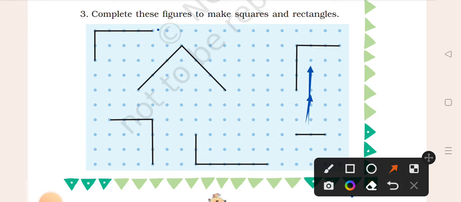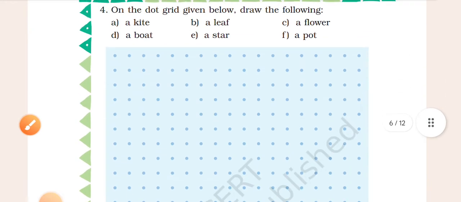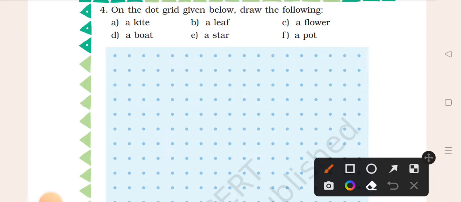Now the next question. On the dot grid, draw the given shapes. First we will draw the boat. Sorry, the boat will not look like this. We have to count the dots for the boat.